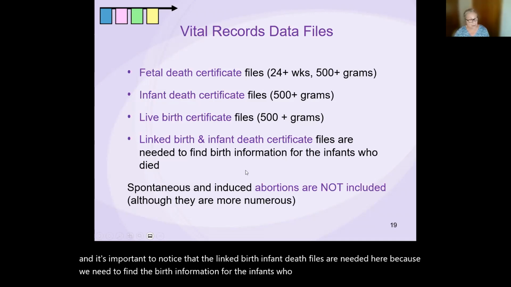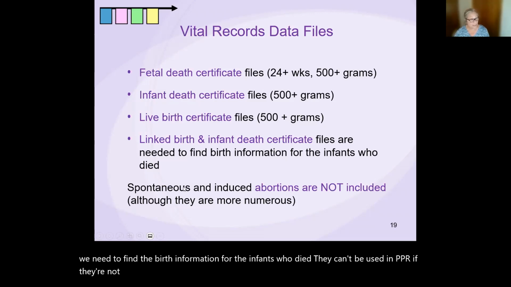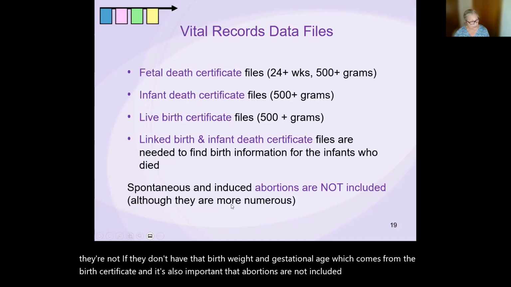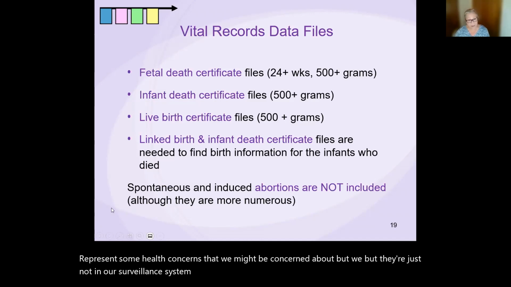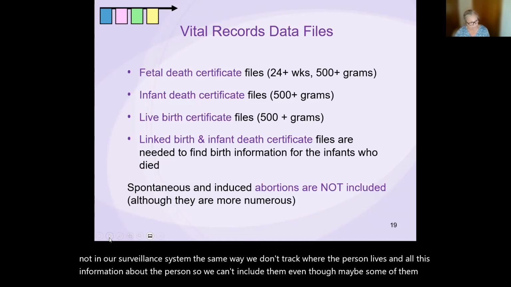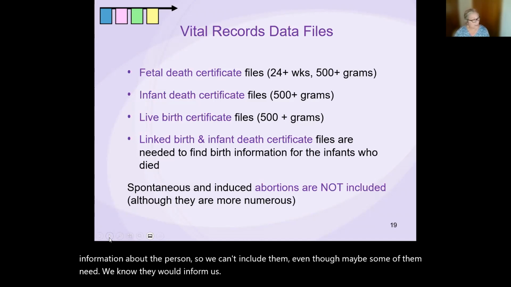They can't be used in PPOR if they don't have that birth weight and gestational age, which comes from the birth certificate. And it's also important that abortions are not included, and there's a lot more abortions than there are deaths, according to several sources. Abortions do represent some health concerns that we might be concerned about, but they're just not in our surveillance system the same way. We don't track where the person lives and all this information about the person. So we can't include them, even though some of them would inform us. We have to go to Guttmacher for that.